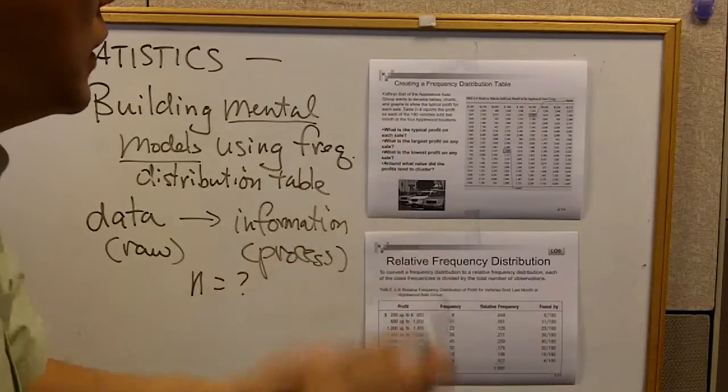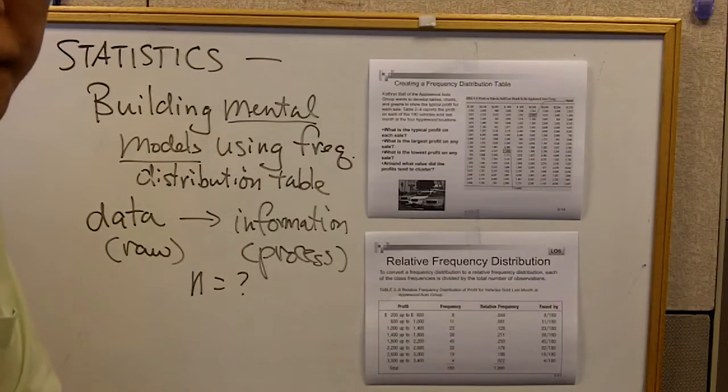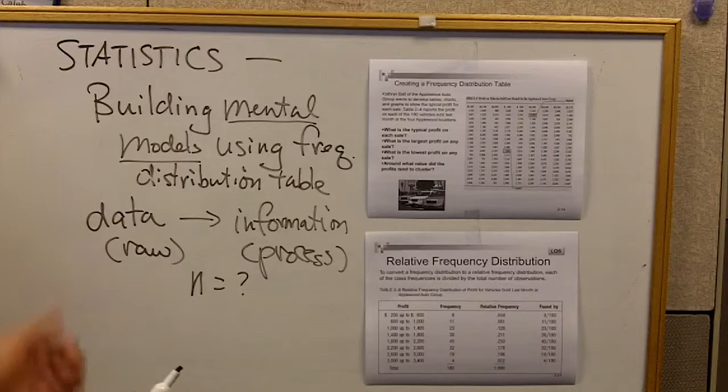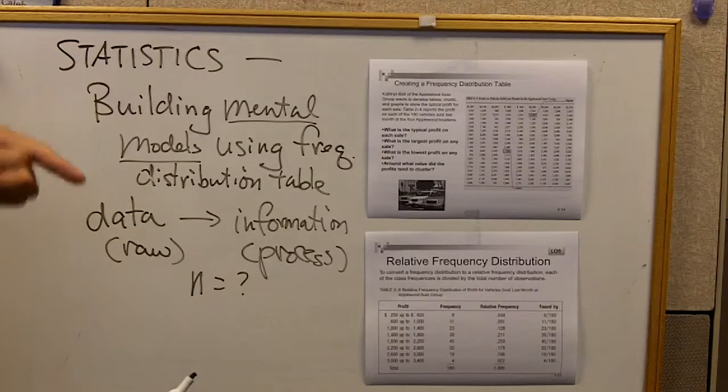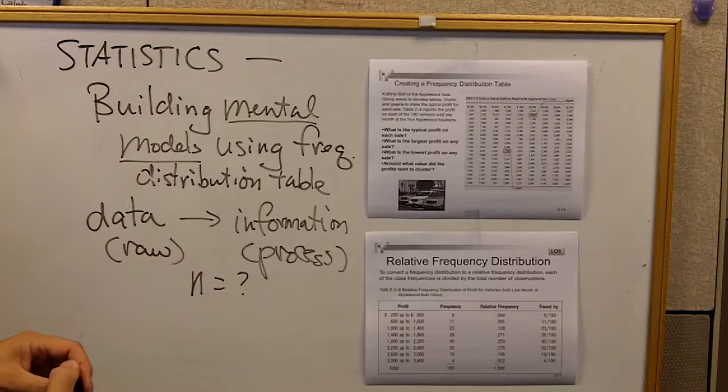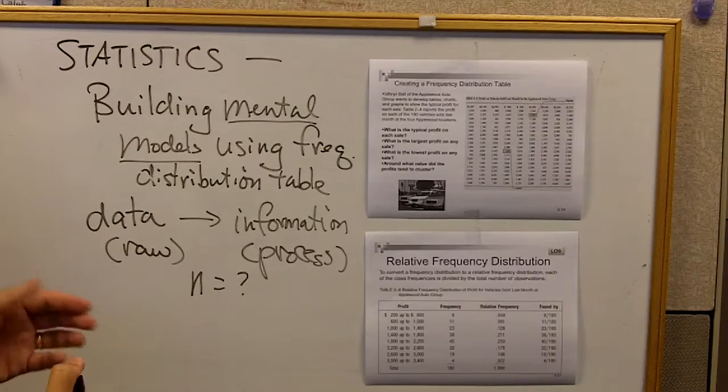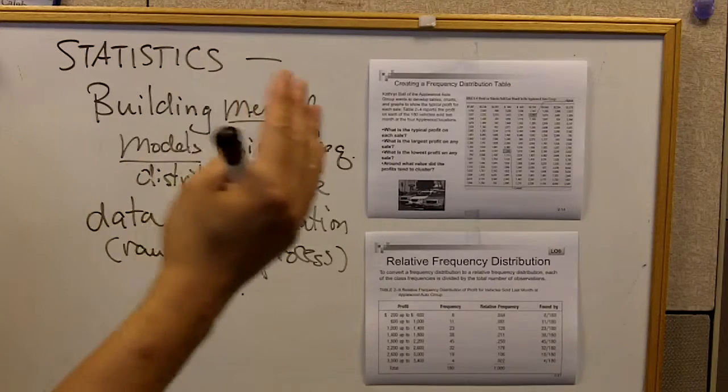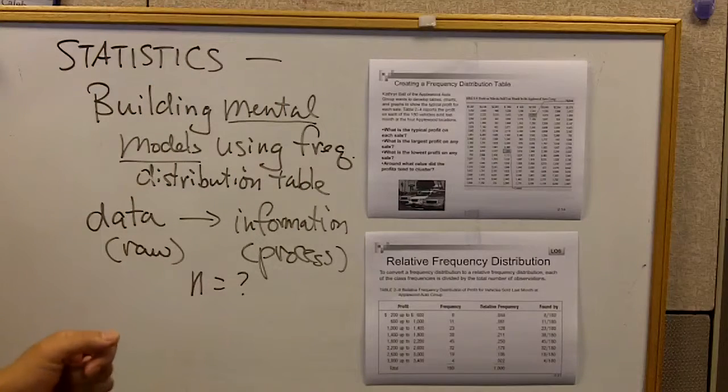So can we tell what the typical profit on each sale is? Is it closer to the lowest, or the highest, or somewhere in between? We also wanted to find out around what value the profits tend to cluster. Basically, find the range that we can say, as a manager, is my mental model. For instance, on average, anywhere from $800 to $2,000 profit would be made, and this would be the typical range.